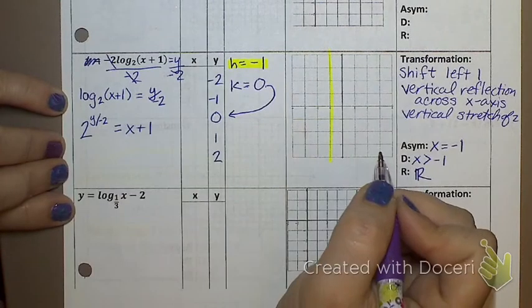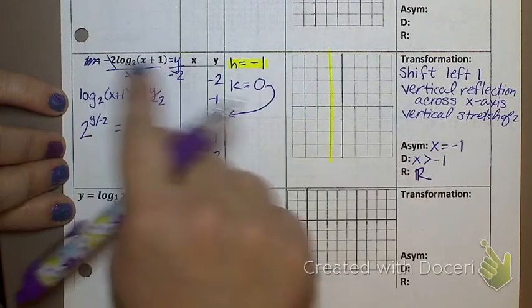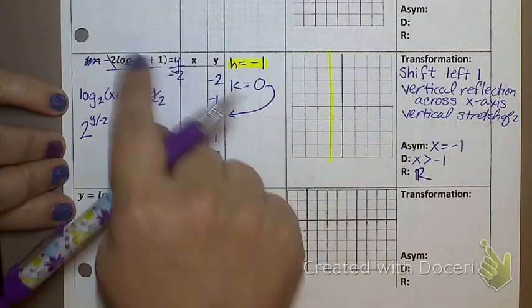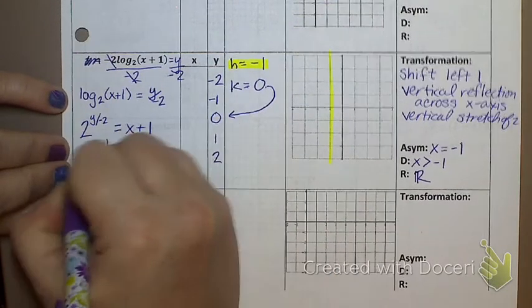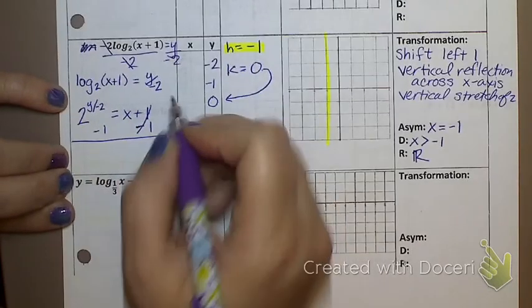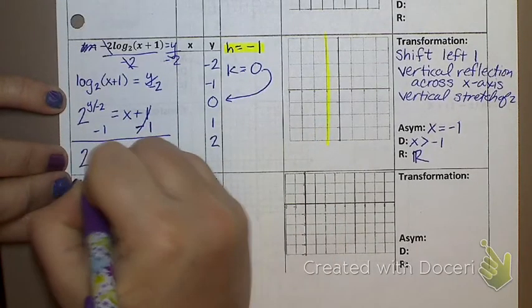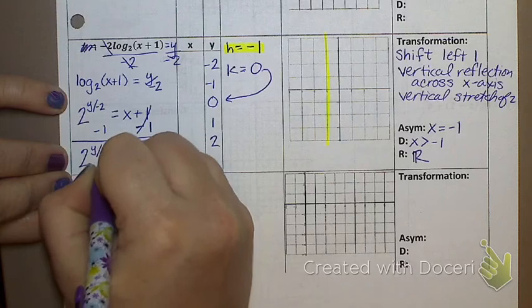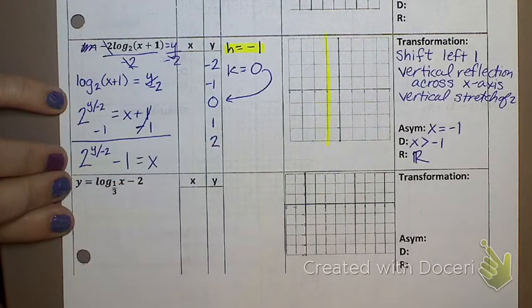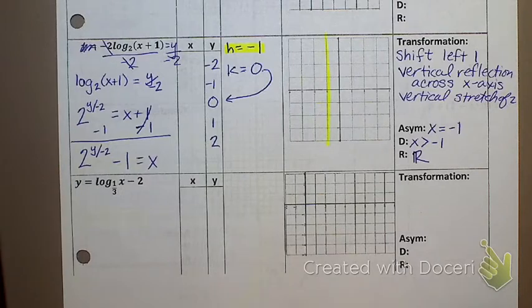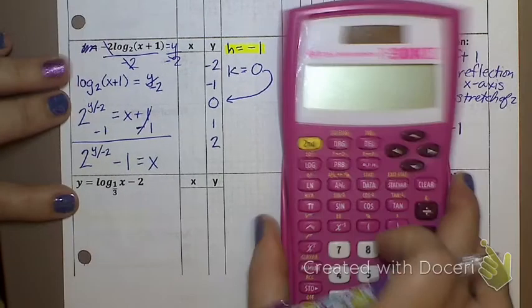x plus 1. Again, do you notice how I'm taking the time to move the y over to this side? Divide both sides by something. Now I'm going to subtract something from both sides. It just gives you a little bit more confidence that you know what you're talking about when you get to your equation. So I have 2 to the y over negative 2 minus 1 equals x. And now I got to plug things into my calculator.